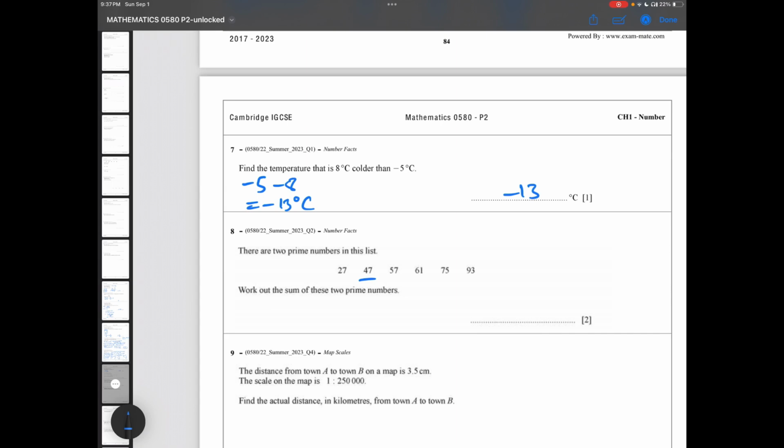The third number is 57. It does come in the table of 3, so it's a composite number. Next one is 61. 61 is also a prime number. 75 is again composite. 93 is also a composite number. We have to find the sum, which means we have to add these two numbers. 47 plus 61 is equal to 108. So this is our answer.